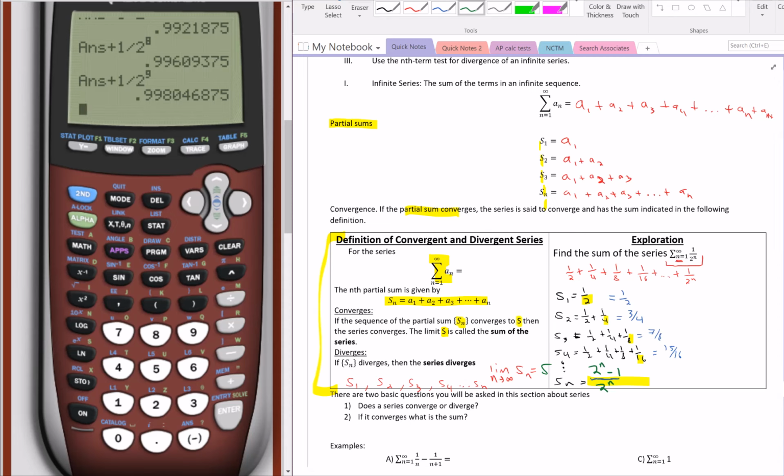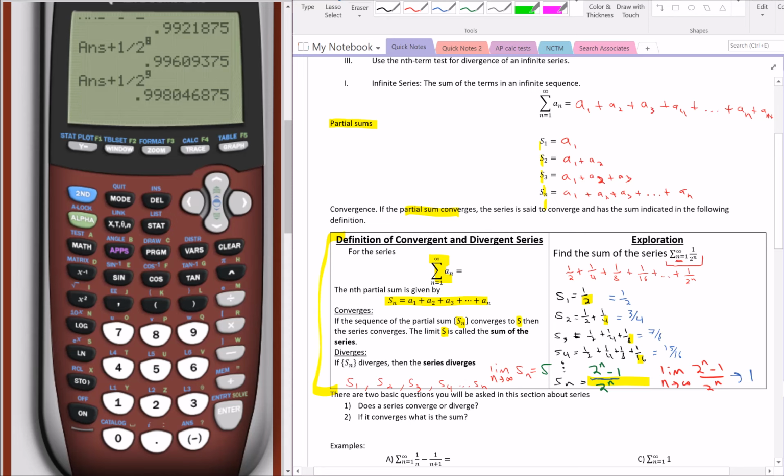And so what I'm interested in is knowing, if I go far enough, I can't actually go to infinity, but I can approach infinity. If I go far enough, what would the nth sum look like? So what's the limit as n goes to infinity of that? And hopefully you can see that this 1 becomes insignificant, and so you basically have 2 to the n over 2 to the n, which cancel each other out, and this goes to 1. It's getting really close to 1.